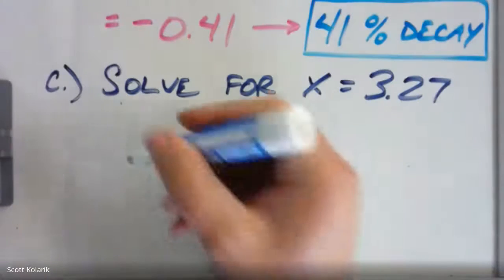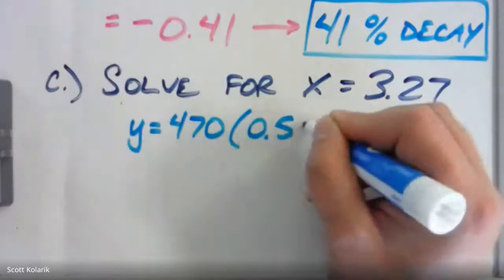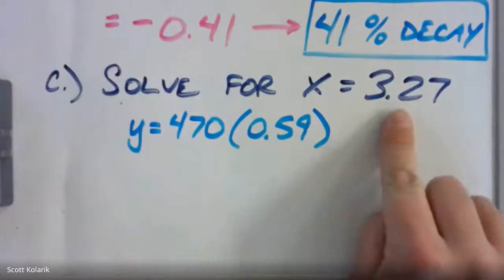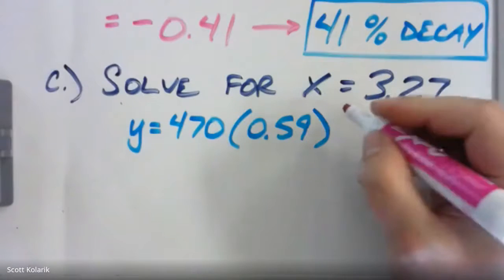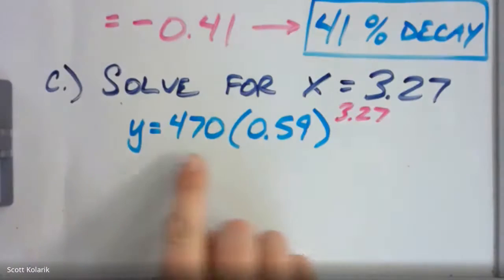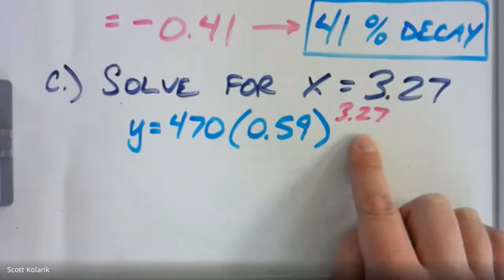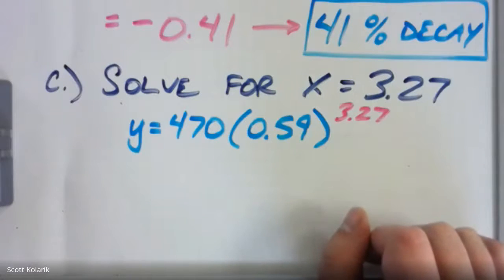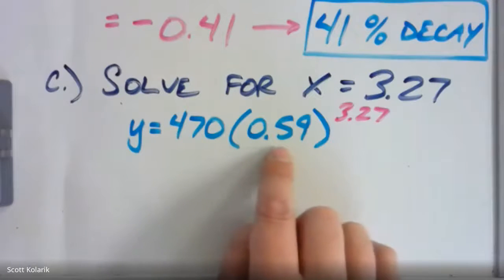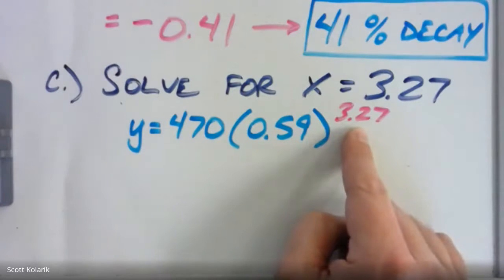So if I go back to my original function, y equals 470 times 0.59 to the x power, where x is up here, I'm going to be replacing it with that value, in this case, 3.27. So this is now my function. All of this can be done on the calculator. The only thing I have to be careful of is order of operations, PEMDAS. After parentheses, there's nothing to do inside of here, so the very first thing is the exponent. I need to take this 0.59 and raise it to the 3.27 power.